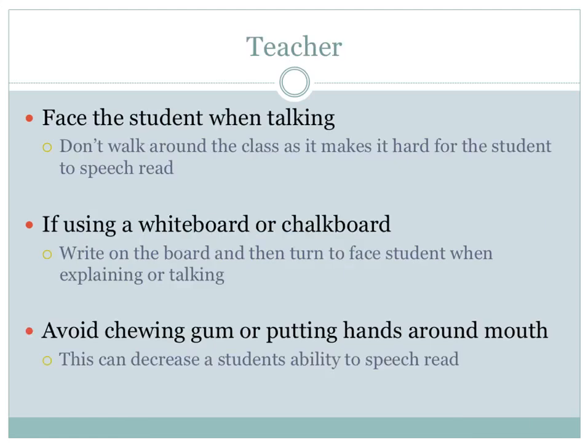So a few suggestions for the teacher, him or herself, is to always face the student when you're talking. You don't want to walk around the classroom as it makes it hard for the student to speech read. If you are using a whiteboard or a chalkboard, just write on the board and then turn around and face the students when you're talking. That way they will be able to hear or speech read what you're saying. If you're talking to the board, it can make it very hard for them.